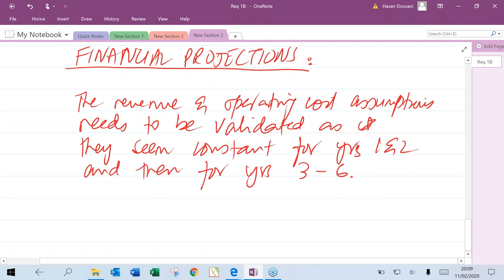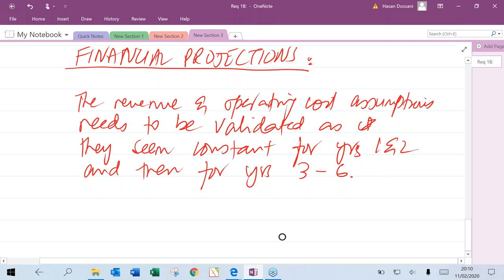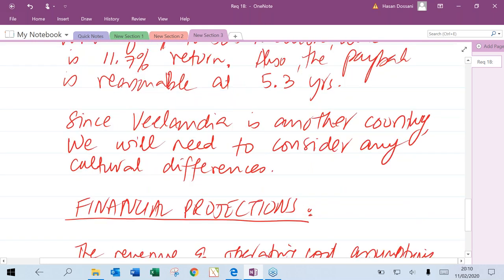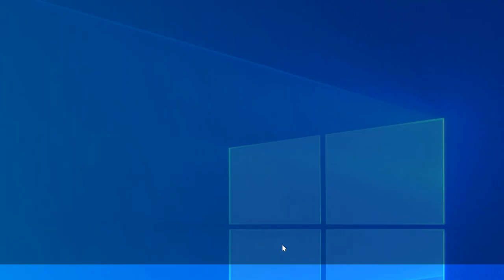What else? So we talked about this one. Quickly calculate payback and mention in your answer. Did we do that? Yes. We did that, right? And we mentioned somewhere in our draft here. We mentioned that here. Okay, very good. So we've done step number 3.